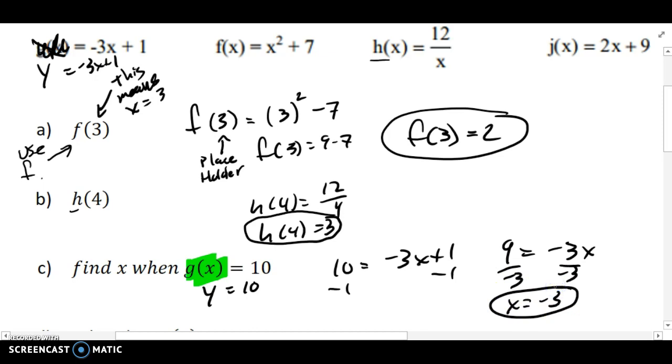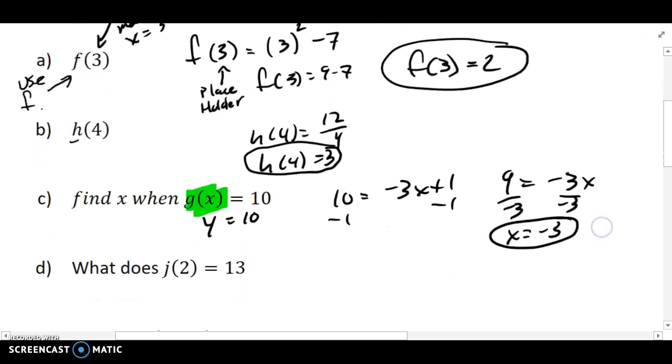Okay, so just remember that when it's written differently, notice how they're written. When there's an x inside, it means x equals that. When it says g of x equals 10, that means the y equals 10. And we put it where y normally goes.